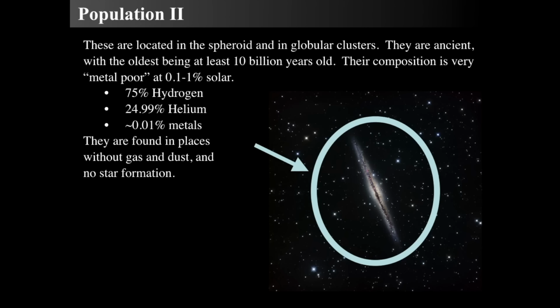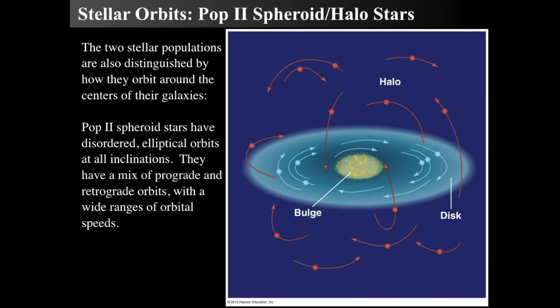And they're found in places where there isn't any gas and dust, where there is no star formation. So it seems like they were made and nothing else was made next to them, and they are the only generation of their own. All right, so the stellar orbits for Population 2 are disordered. They're in the halo, they have lots of random orbits, they're either in the bulge, kind of mixed around, doing all sorts of crazy stuff, or they're in the halo just doing their own thing and winging around.